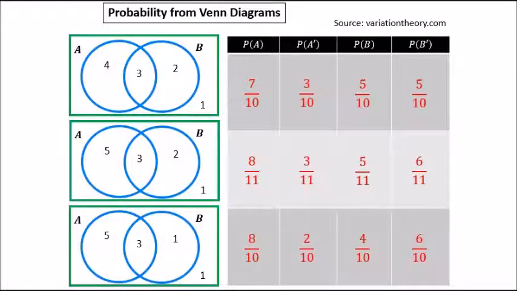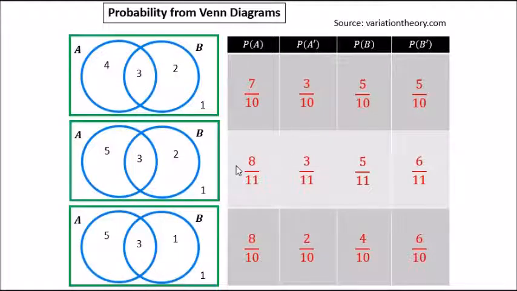So for this problem, we have 7 in A, and we have 10 altogether, so 7 tenths. Outside of A, not in the circle of A, we have 3. So that's 3 tenths altogether. Then we have 5 inside the circle of B, and we have 5 outside the circle of B, so 5 tenths and 5 tenths. Again, noticing that these 2 add up to a whole 1, and these 2 also add up to a whole 1.